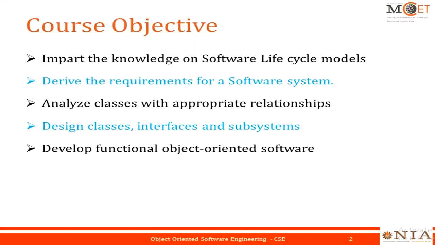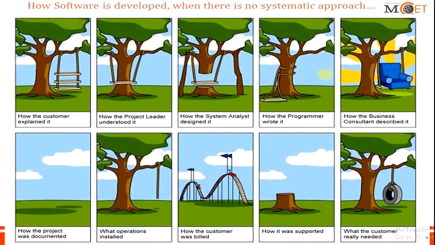Course Objective: to impart the knowledge on software lifecycle models, derive the requirements for a software system, analyze classes with appropriate relationships, design classes, interfaces and subsystems, and develop functional object-oriented software. Without any systematic approach, how software is developed, that is explained here.